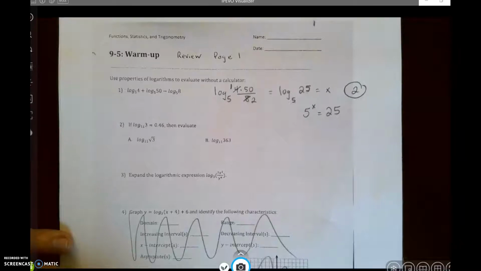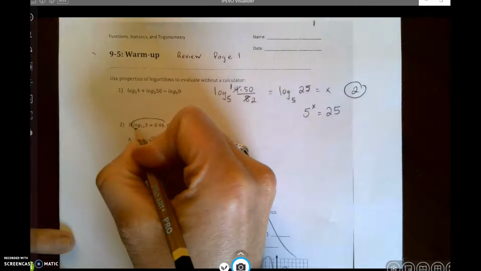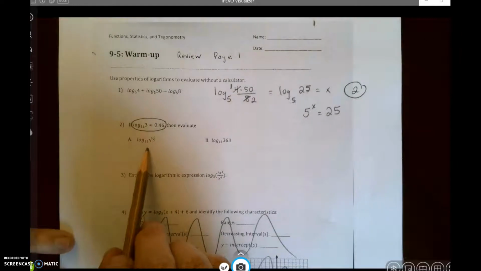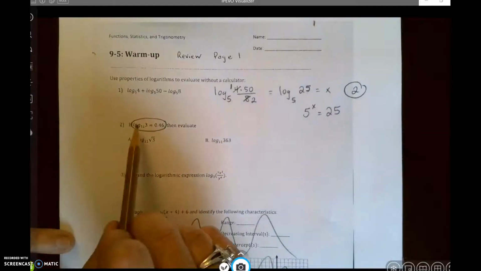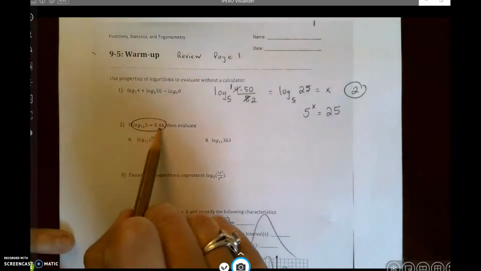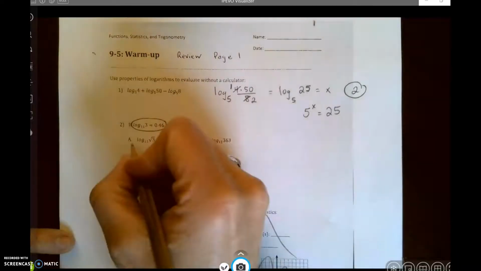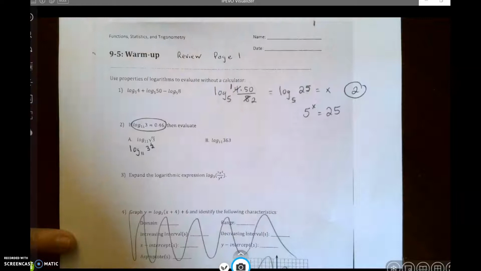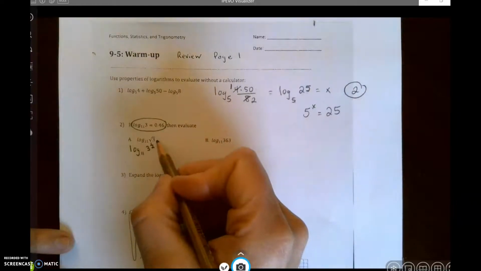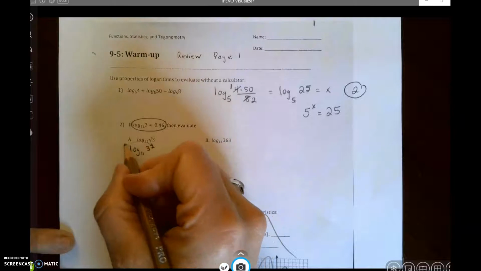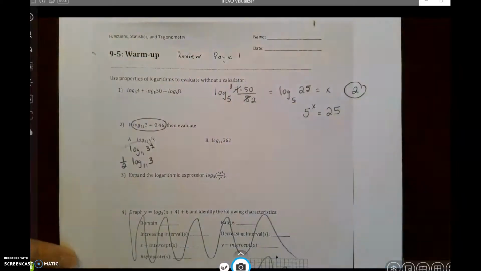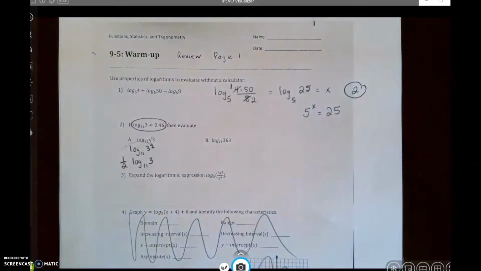Log base 11 of 3 is approximately 0.46. So I have to use the fact that I know that, which means I'm going to need to rewrite each of these logs somehow using log base 11 of 3, because I know that I want to use this piece of information. I'm going to rewrite this as log base 11 of 3 to the 1/2 power, because square root means 1/2. And then I'm going to move that exponent to the front, and I get 1/2 log base 11 of 3. And look at that. I have managed to write this using log base 11 of 3.